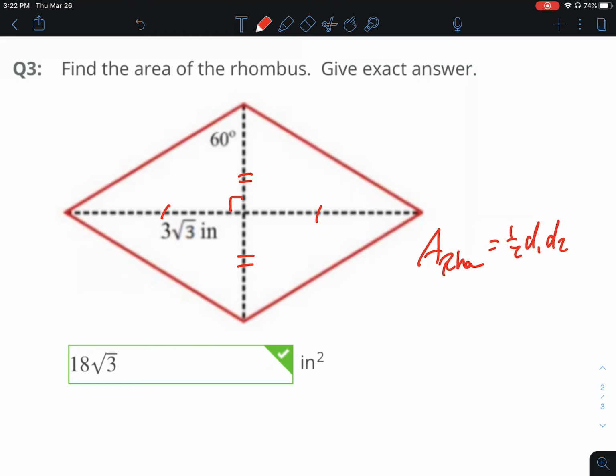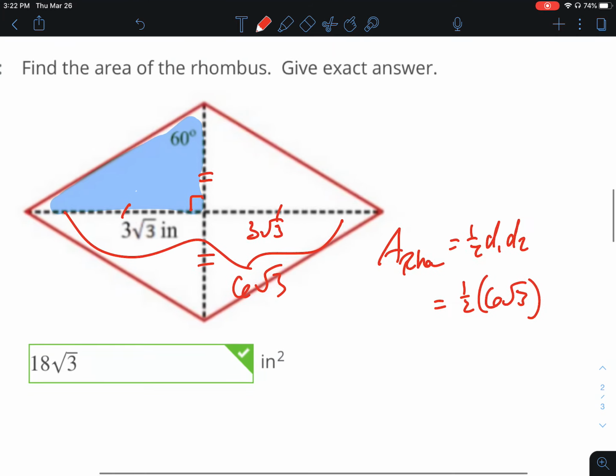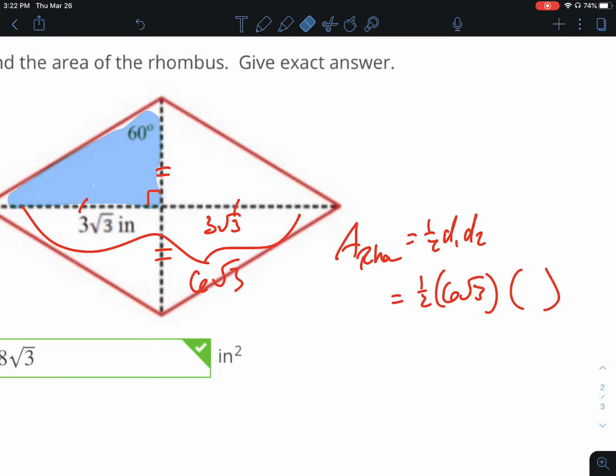Also in a rhombus, the diagonals are perpendicular to each other. So we have another special right triangle, 30, 60, 90. One of these diagonals is going to be 3 plus 3 square roots of 3 plus 3 square roots of 3. That's 6 square roots of 3. And we don't know the other one.